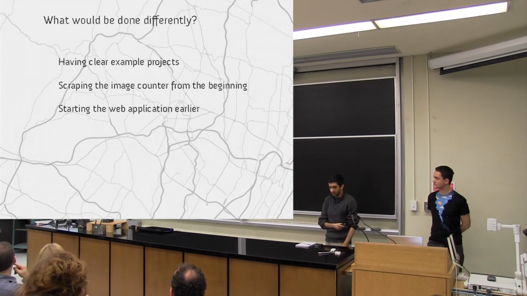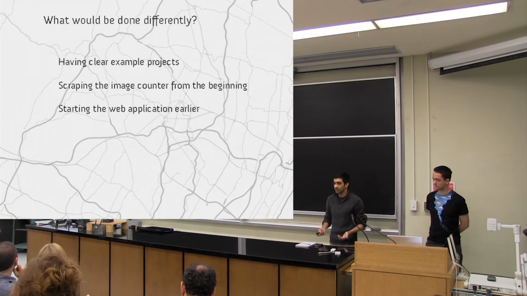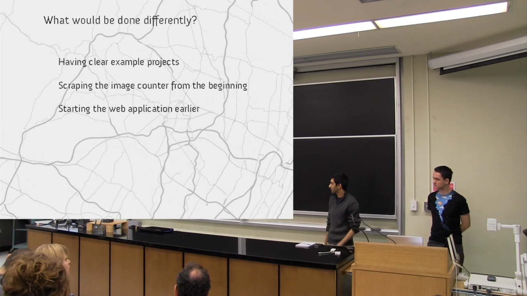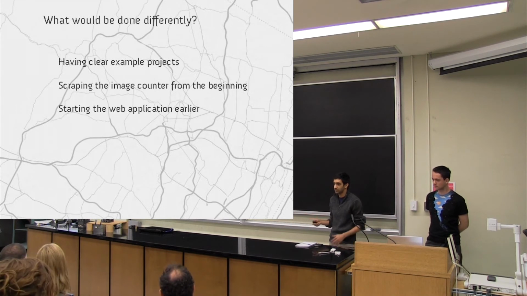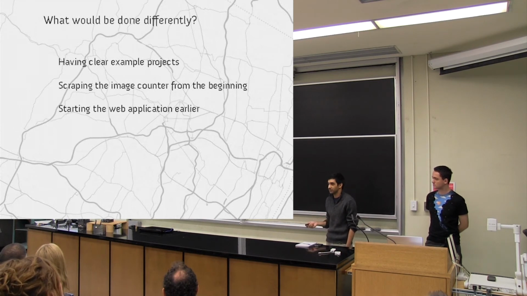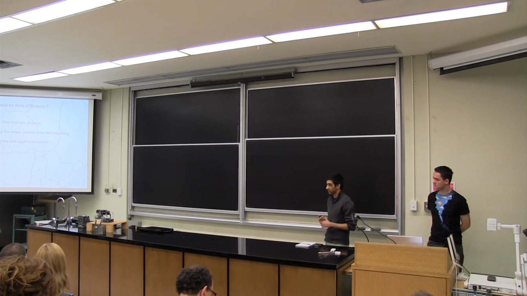So in terms of what we would have done differently, having really clear examples of these projects, I think would have really helped us move forward quickly. As well, we had an image counter that we wanted to incorporate in the beginning, but just grabbing that from the start would have been, I think, best. As well, the web application took us a little bit extra time, which we didn't factor in, so starting that earlier would have been a good idea.